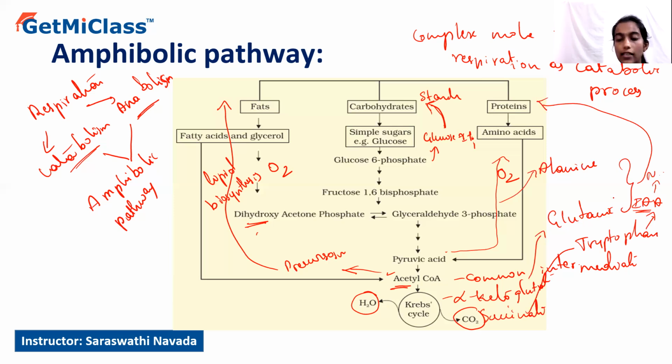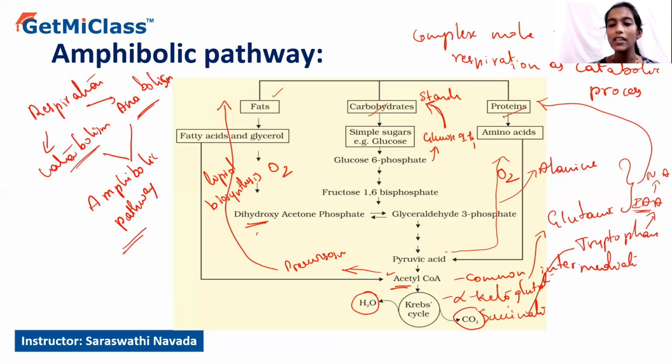Okay, so hence these intermediates of the Krebs cycle as well as the intermediates of glycolysis can be used in the synthesis of complex molecules such as fats, complex carbohydrates, and proteins also. So hence, the process of respiration is coupled with both catabolism as well as anabolism. So that's why respiration is considered an amphibolic pathway. So that is regarding the amphibolic nature of respiration.